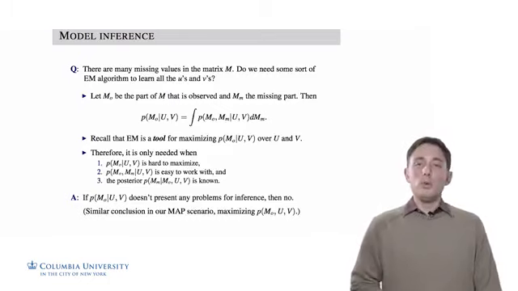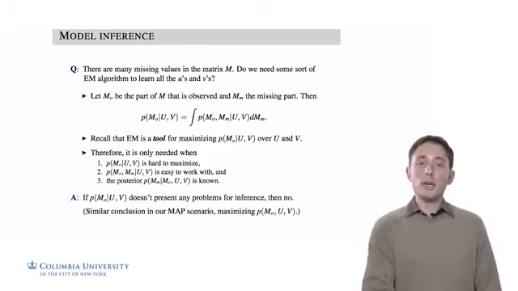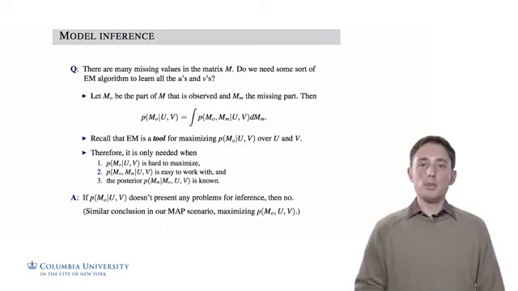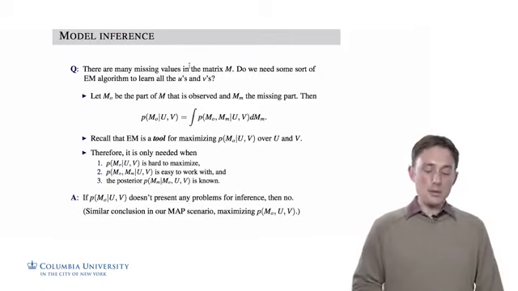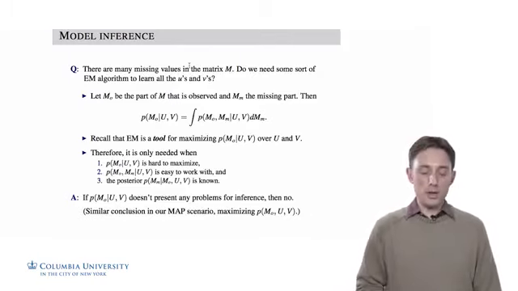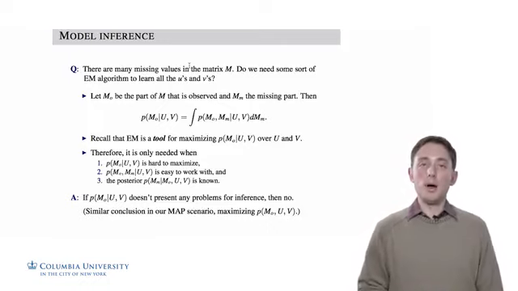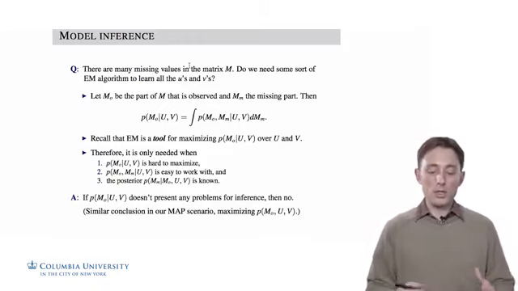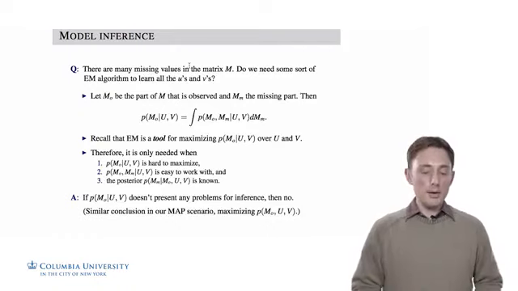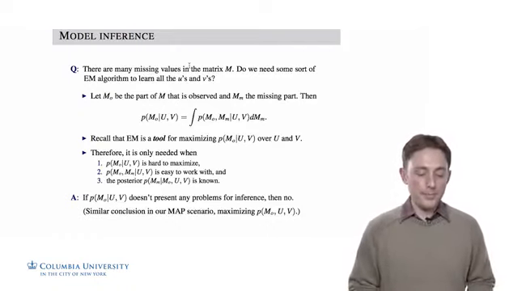So this might lead to a question in the context of what we've been discussing in the previous few lectures. We have a matrix M, and it has many missing values, and we want to predict what the missing values are. Two lectures ago, we discussed exactly that problem of doing inference when we have missing values, and we saw there that we needed to do an EM, or EM was going to help us out. So now the question is, do we need some sort of an EM algorithm in this scenario?